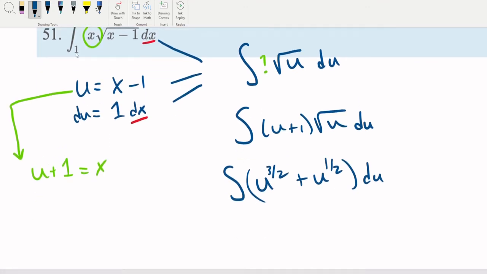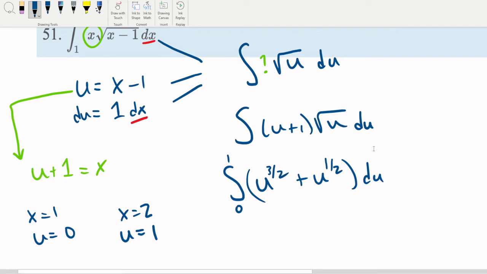So the bounds were 1 to 2. So then when x equals 1, u is equal to 0. Just plug it in. And then when x equals 2, u is equal to 2 minus 1, which is 1. That's not too bad. Now we have u bounds.